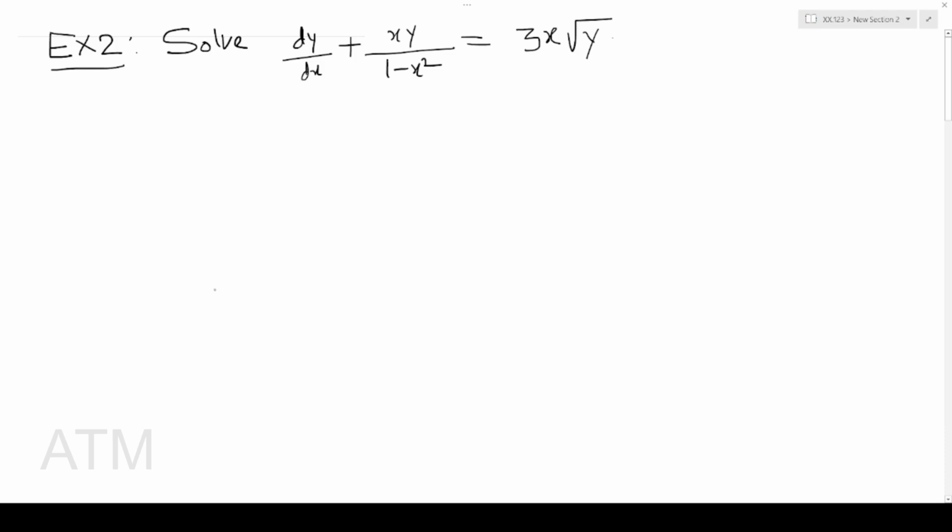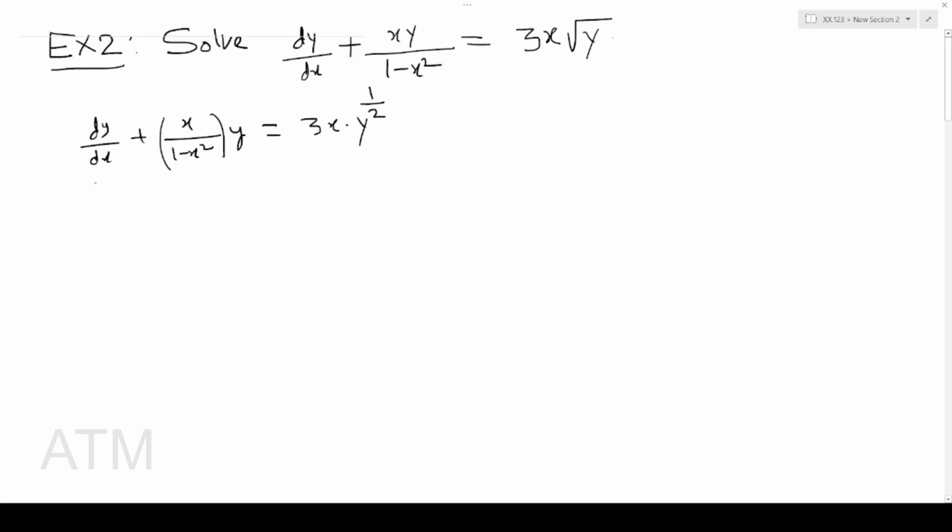Let us solve one more example. Solve the differential equation dy by dx plus xy upon 1 minus x square equals 3x root y. So what do you do now? dy by dx plus x upon 1 minus x square into y equals 3x, and root y can be written as y raised to 1 upon 2. Now this is in the Bernoulli's form.